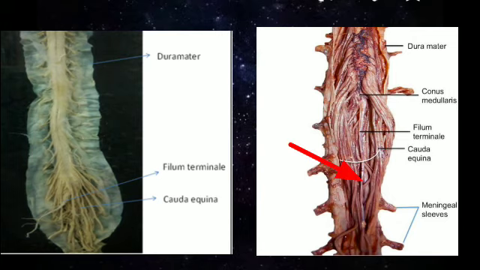Another modification is ligamenta denticulata. These are lateral, tooth-like projections from the modified pia mater, thick tooth-like projections. They are located in between the ventral and dorsal roots of the spinal segments. These are called ligamenta denticulata. So this is also another modification of pia mater.